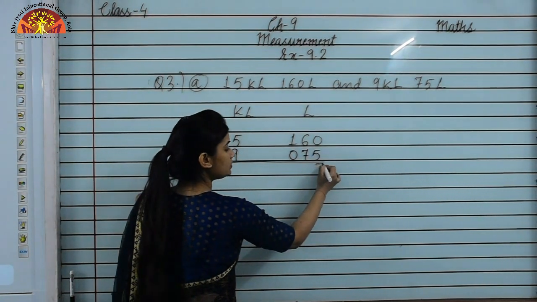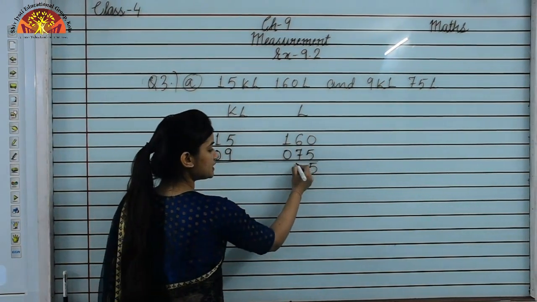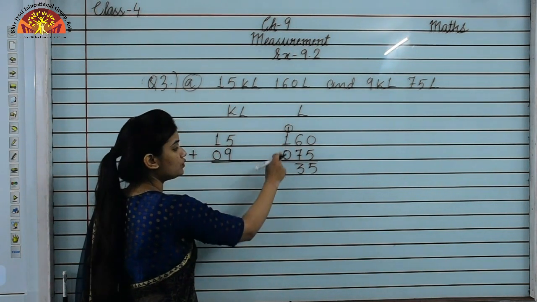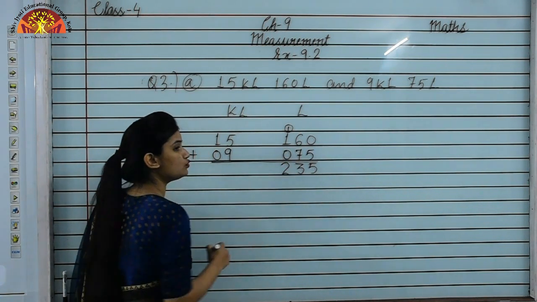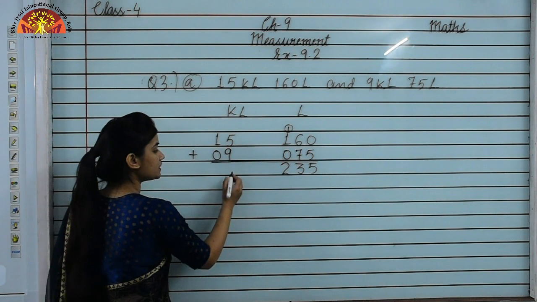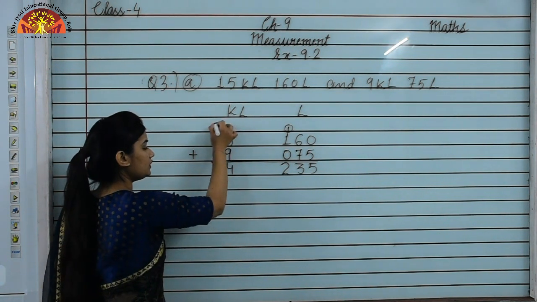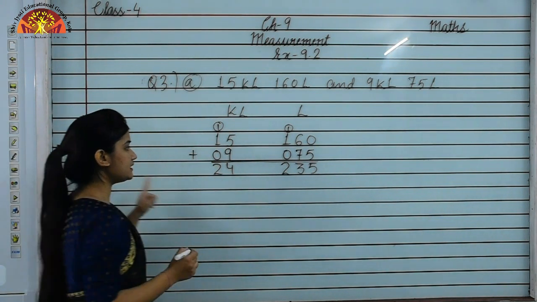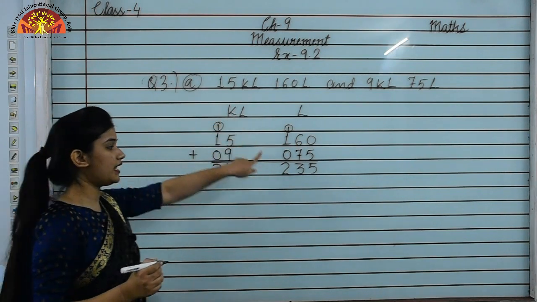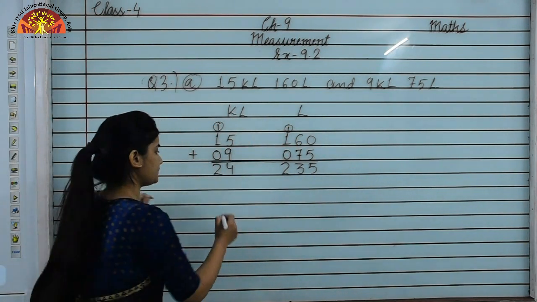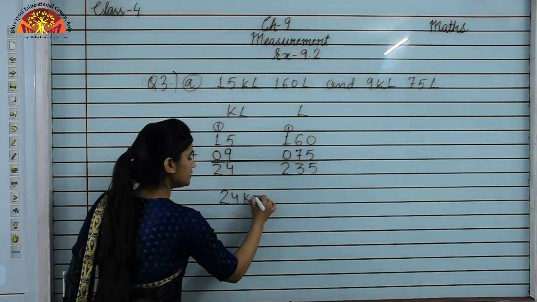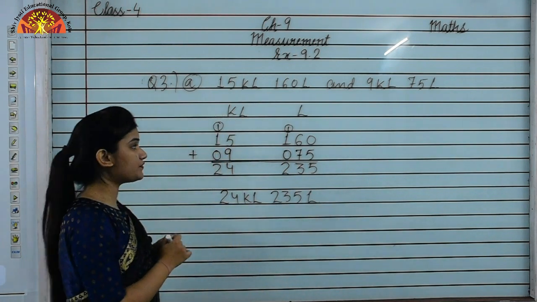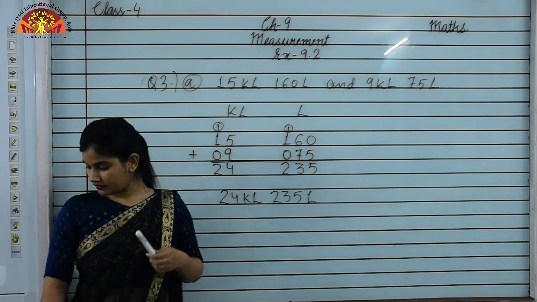So 5 plus 0 is 5, 7 plus 6 is 13, so I will write 3 here and 1 carry over. Okay, 1 plus 1 is 2 and plus 0, that will be 2 as it is. Now 9 plus 5 is 14, so 4 I will write here, 1 carry over, and 1 plus 1 is 2 plus 0, 2. So your answer is 24 kiloliter and 235 liter. This is the answer. In this way students you can do addition. Okay. So now we will see the next question.